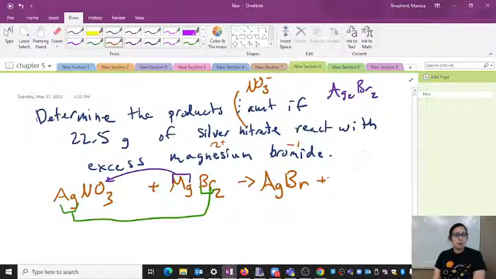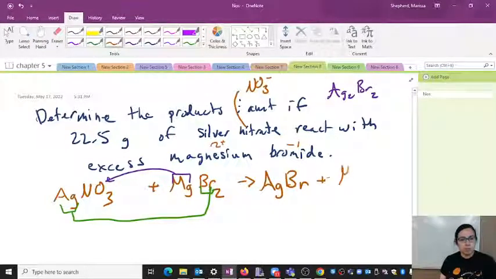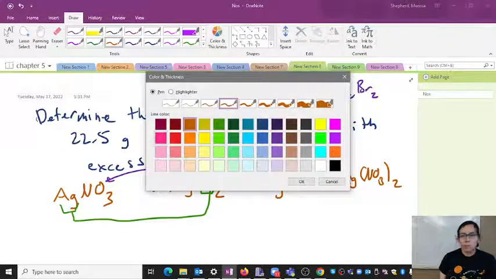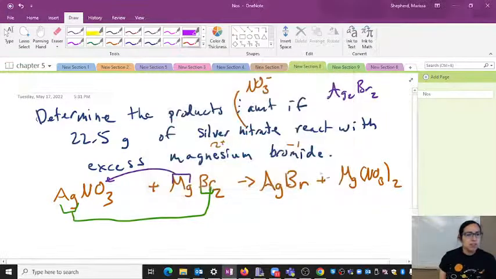And then how would we write our magnesium nitrate formula? Would be Mg and then NO3 in parentheses 2. Yep. So now we at least have all our substituents. And then now we have to balance it though. So we're at like step 0.5 really. So now how can I balance it?